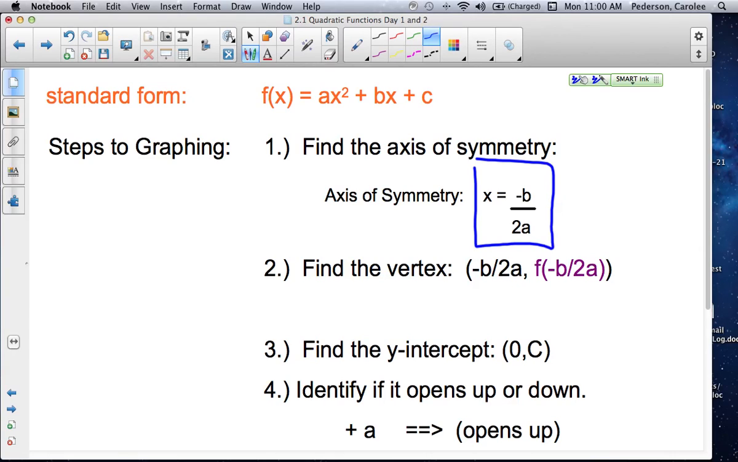To find the vertex, remember the axis of symmetry runs through the vertex point of a parabola. So my x value is the same as the x value for the axis of symmetry. But then to find the y value, I have to evaluate the function for negative b over 2a.